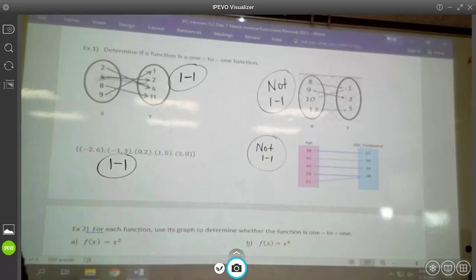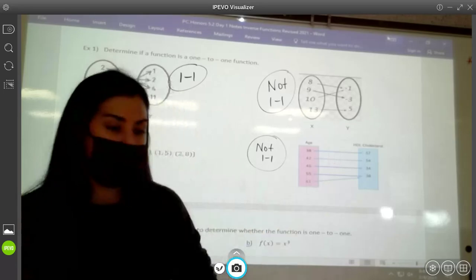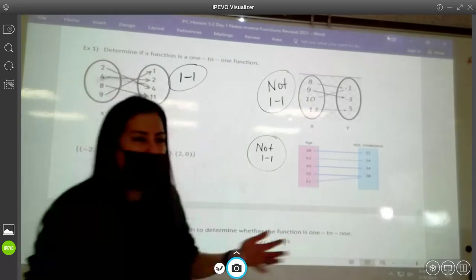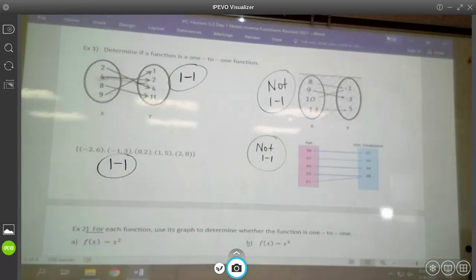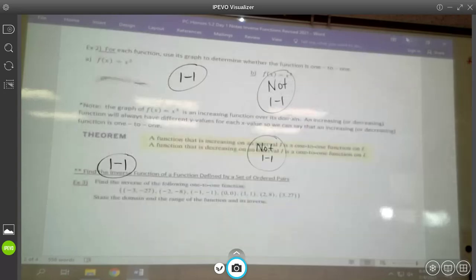Okay? All right, so that's how you can tell if it's a one-to-one function when you're looking at the inputs versus the outputs, either in a list form or a mapping diagram or a table, whatever you want to do. What if you're looking at the graph? How do I know a one-to-one function when I'm looking at the graph? That's going to come down to your VLT and your HLT.